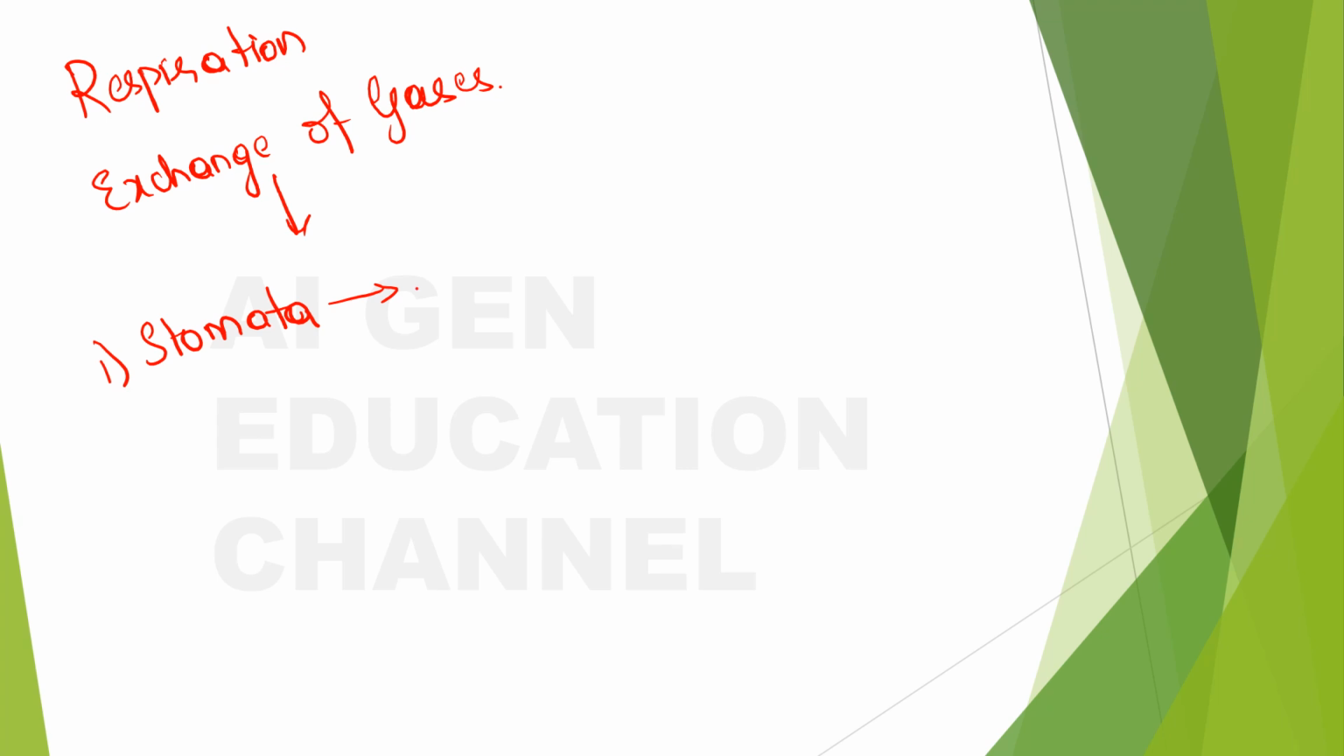First of all, these will be present on the leaf, and these are tiny openings, and these will be opening and closing based upon the need. You also know that apart from exchange of gases, transpiration in plants also occurs through the stomata. So here you have to remember that from the leaves the exchange of gases takes place through stomata.